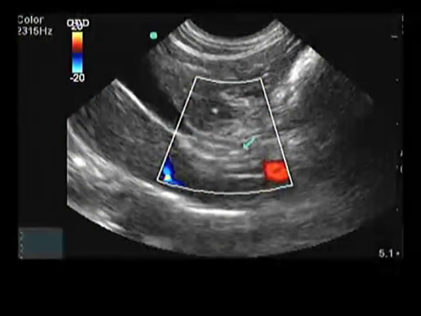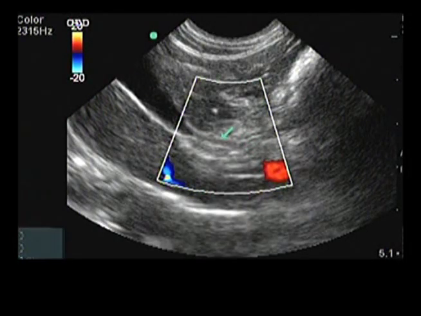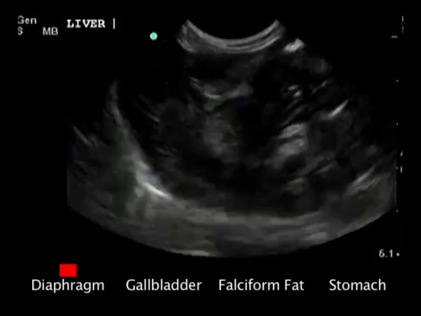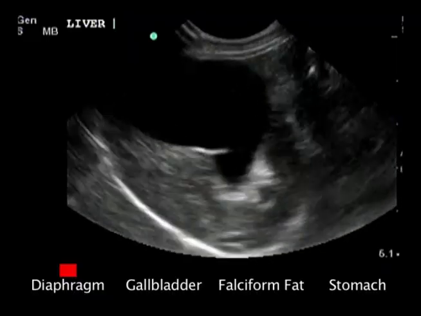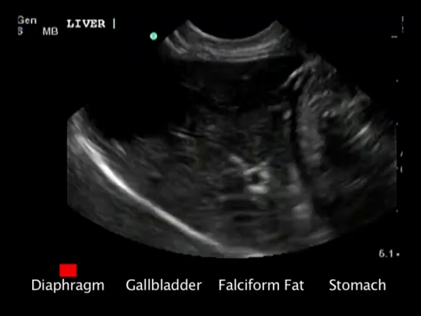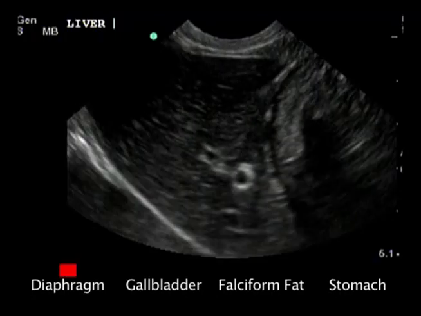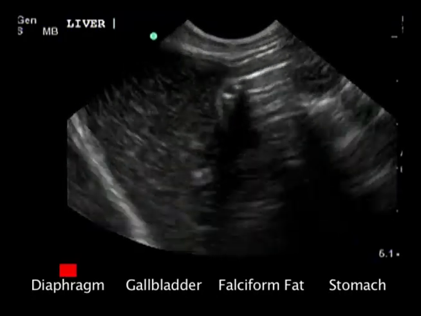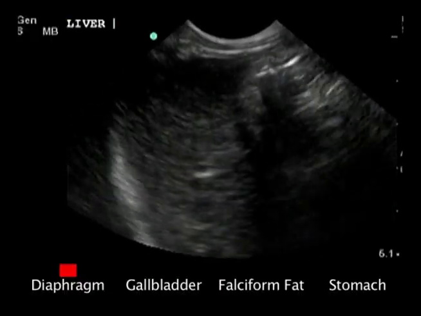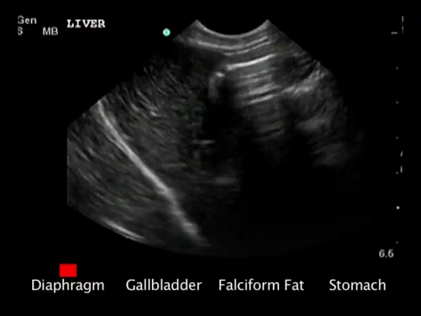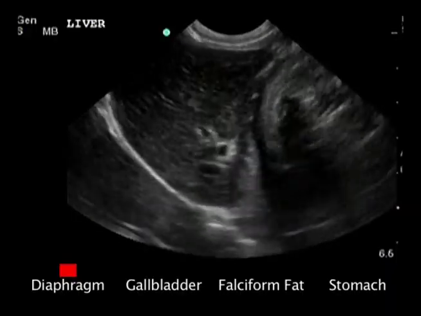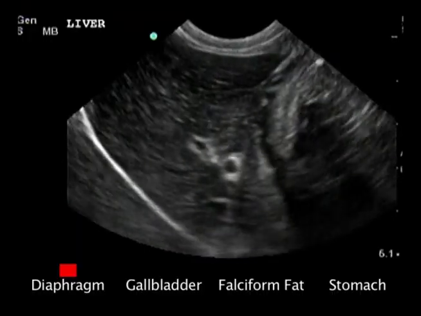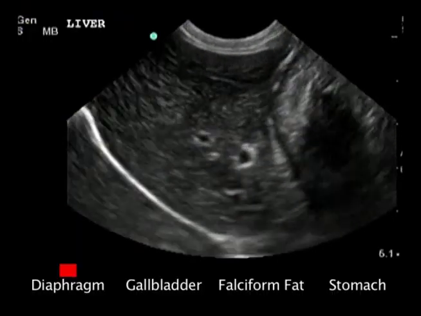The following are landmarks to help identify the liver. From a ventral midline sagittal transducer position, we refer to the hyperechoic or bright white line cranial to the liver as the diaphragm. This hyperechoic line is actually an interface between an air density of the lungs and a fluid density of the liver. The diaphragm is cranial to the liver.